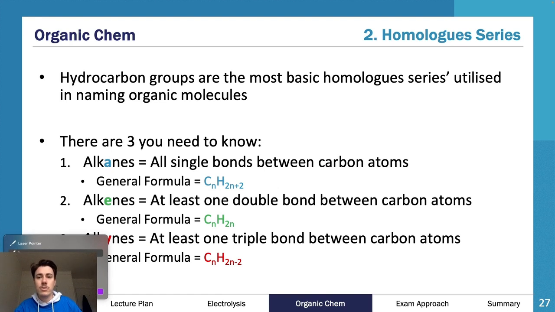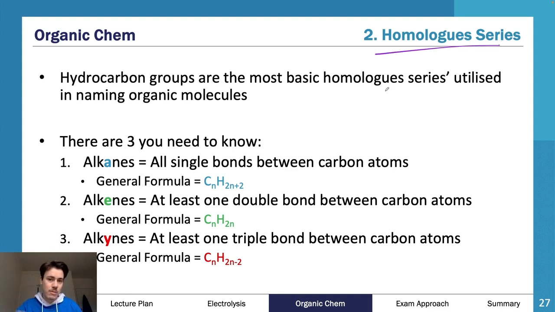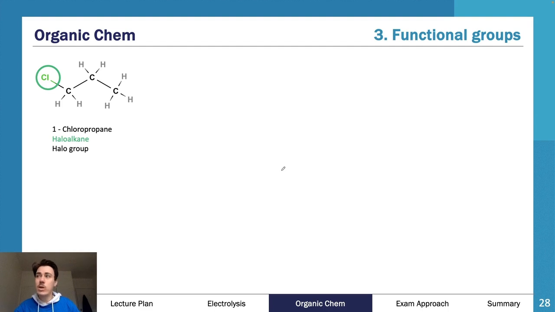Now we move on to, let's change colors. I've been using this color for ages. Let's use purple. Homologous series. So the homologous series, again, pretty straightforward. You should know this stuff from year 11 or unit 1, 2. Alkanes, alkenes, and alkynes. Know your general formula. I don't think I need to talk about this too much. Then we go to functional groups.